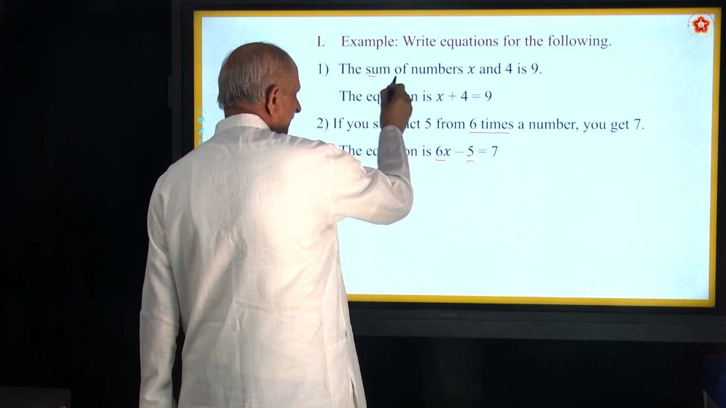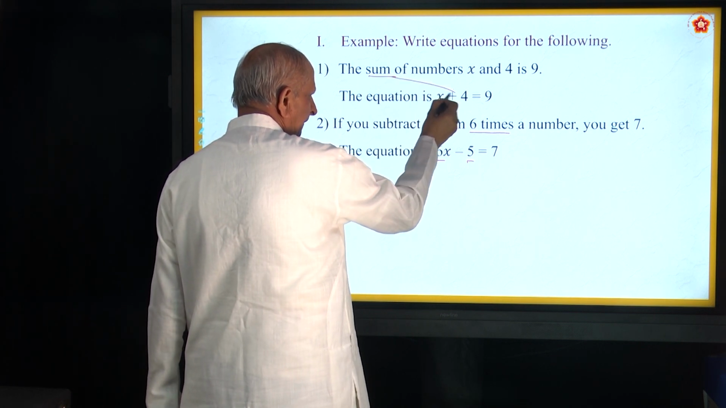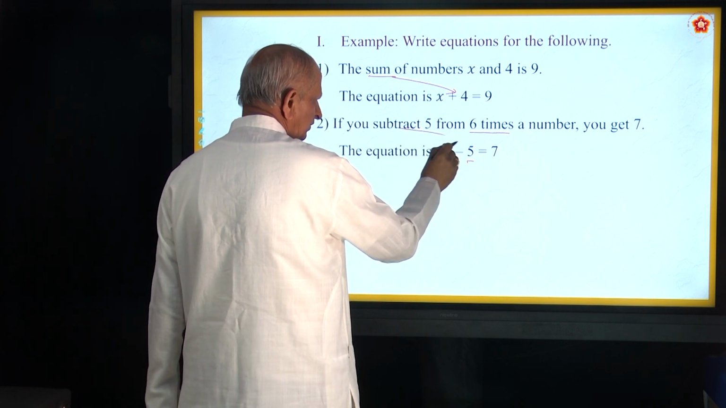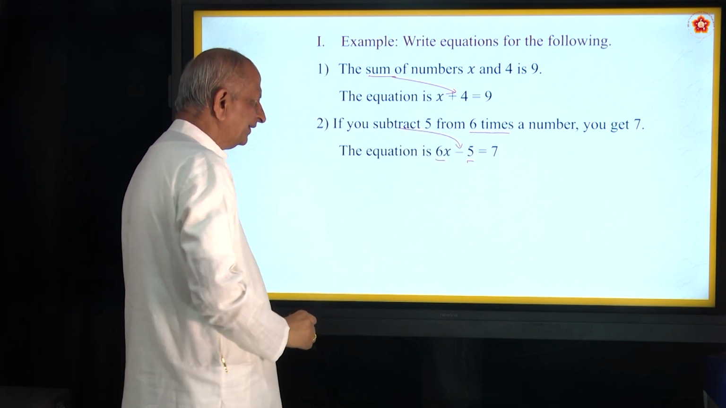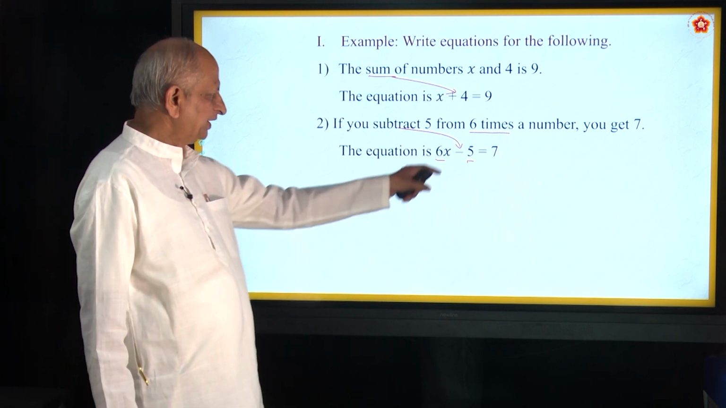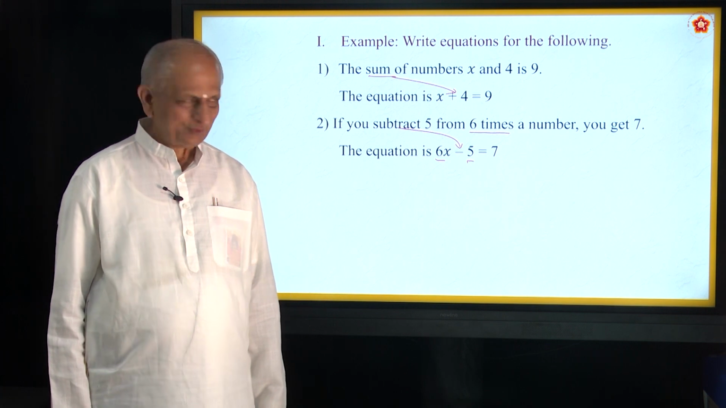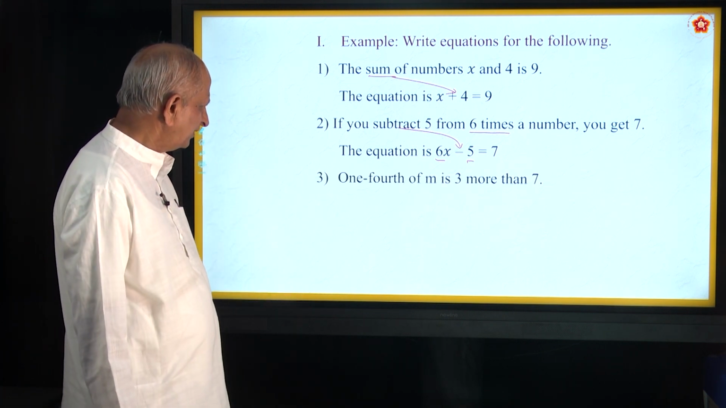Here you use the word sum. Sum means what? Plus. Here you are subtracting. So, subtract means what? Minus. 6 times a number means 6x, minus 5 is equal to 7.